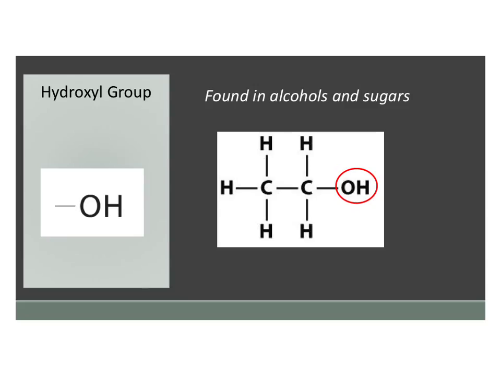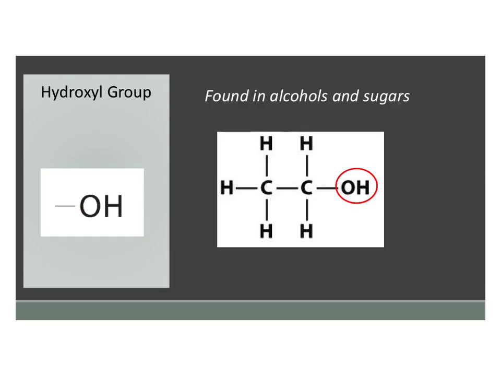The first is called the hydroxyl group. It is an oxygen and a hydrogen, and you'll see this line, which means it's going to be bonded to something else on this end. So oxygen makes 2 bonds. It's got one covalent bond with a hydrogen. The other one is just sticking off. It's going to attach to something else.